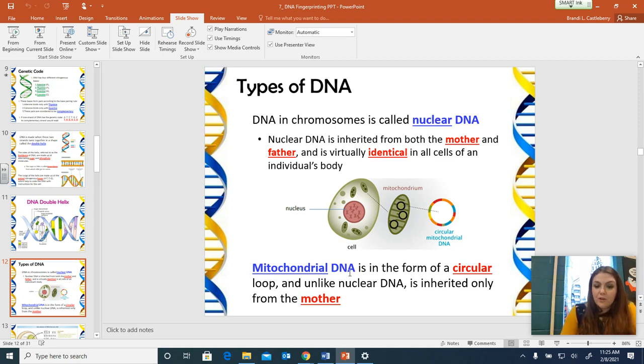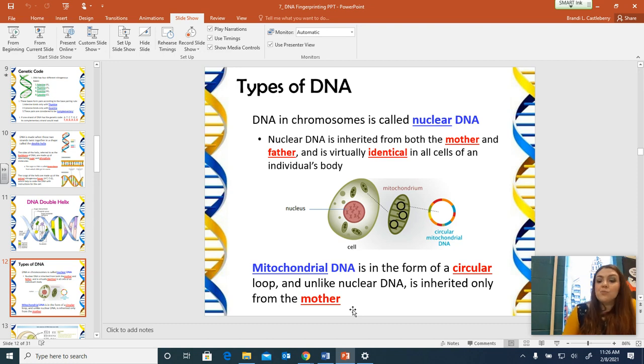So mitochondrial DNA, though. We have nuclear DNA, which is the regular one we mostly talk about. There is another kind. It's called mitochondrial DNA, and it's in the form of a circular loop. So it's not in a double helix. It's in a circular loop. And unlike nuclear DNA, the normal one coming from both parents, it is only inherited from your mother. So we could only track it back to you and your mother's lineage. We couldn't track it to your dad's side.